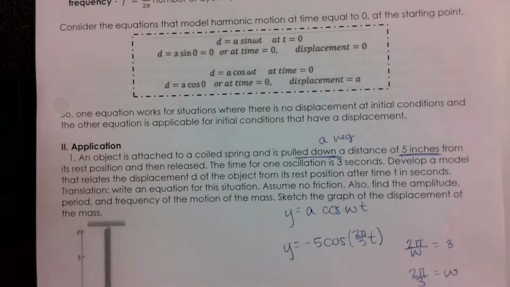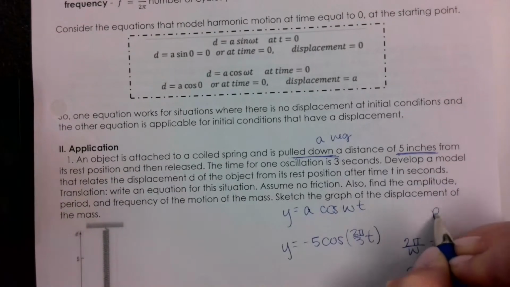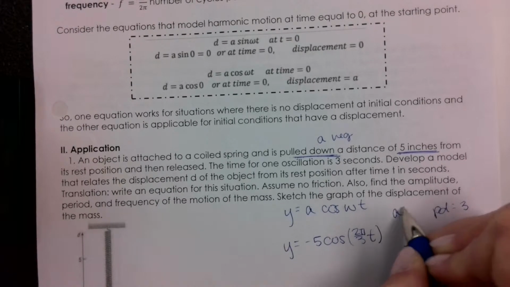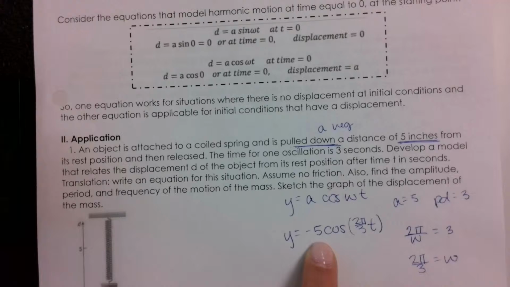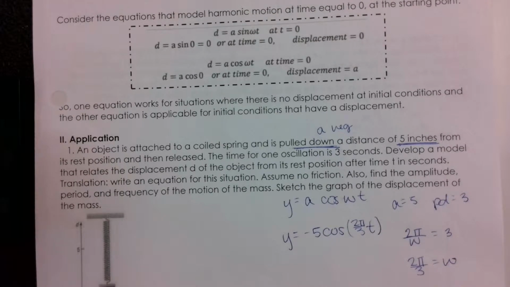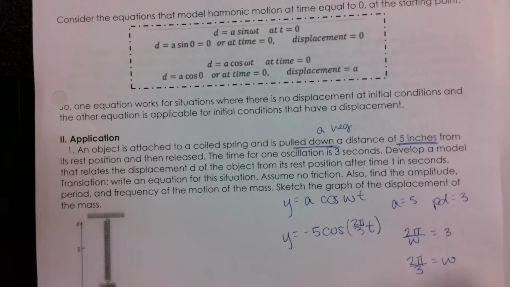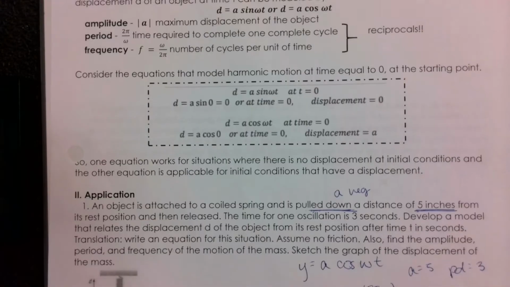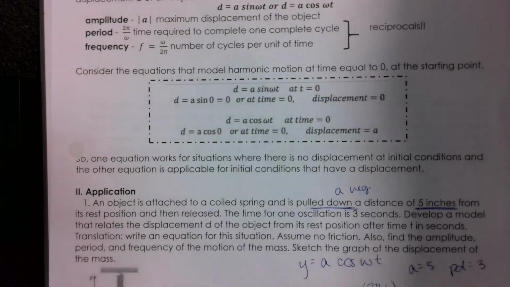What else do we need? That's our equation. We need to find the period, which was just 3. That's what we put over here. So we'll put that period equals 3. Amplitude, we could write that as well. Your amplitude is 5. That was from them pulling down 5 inches. It wanted us to find the frequency. So the frequency, if you look back up at the top, is the reciprocal of your period. So instead of 2 pi over 3, what would our frequency be?